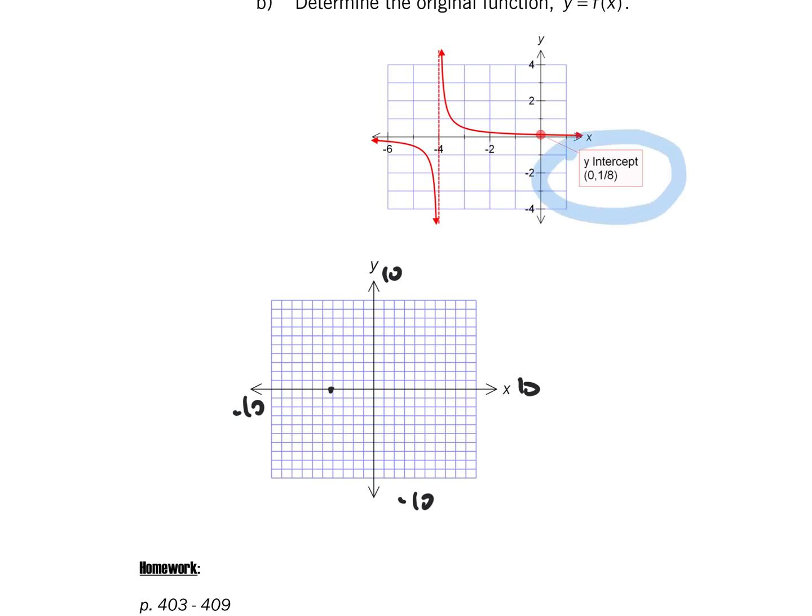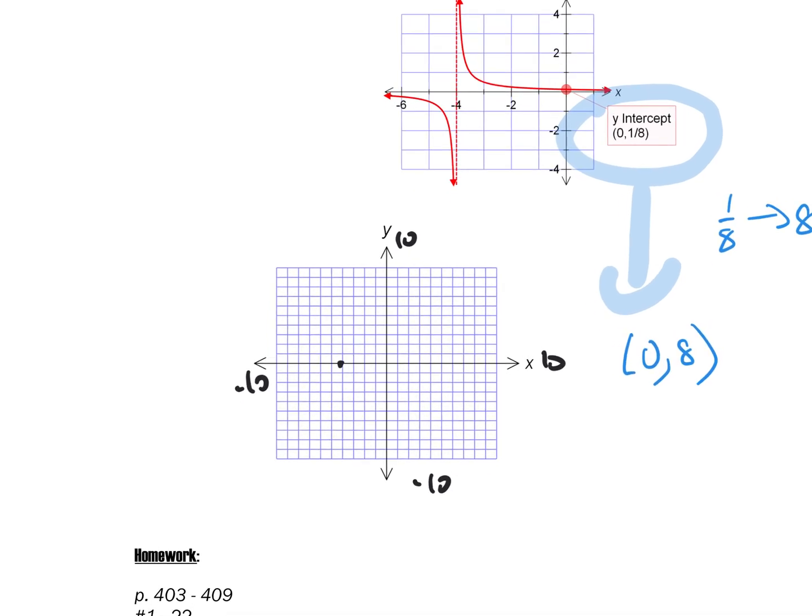If we have a point 0 and 1 over 8, then that means that for the reciprocal of that, the only thing that changes is the y value, and you flip the y value upside down, and it becomes just plain old 8. So you flip 1 over 8 upside down, find the reciprocal of it, and you get 8. X is like here and then Y is like here. So now we have 2 points. The x-intercept is negative 4. The y-intercept is 8. Connect the dots with the ruler, and that's the graph.